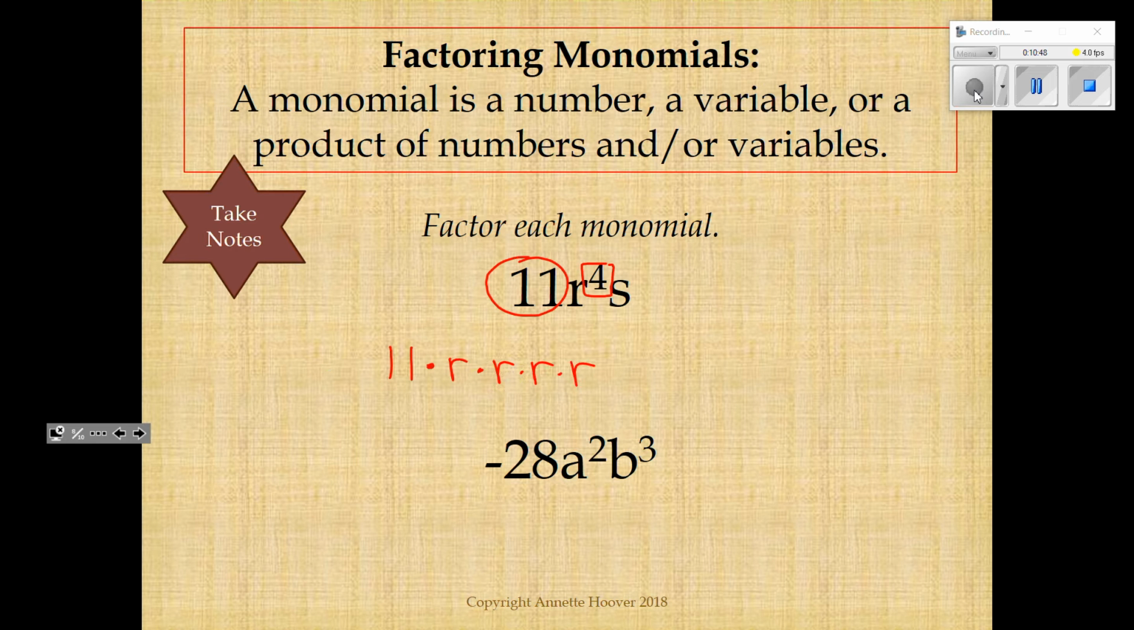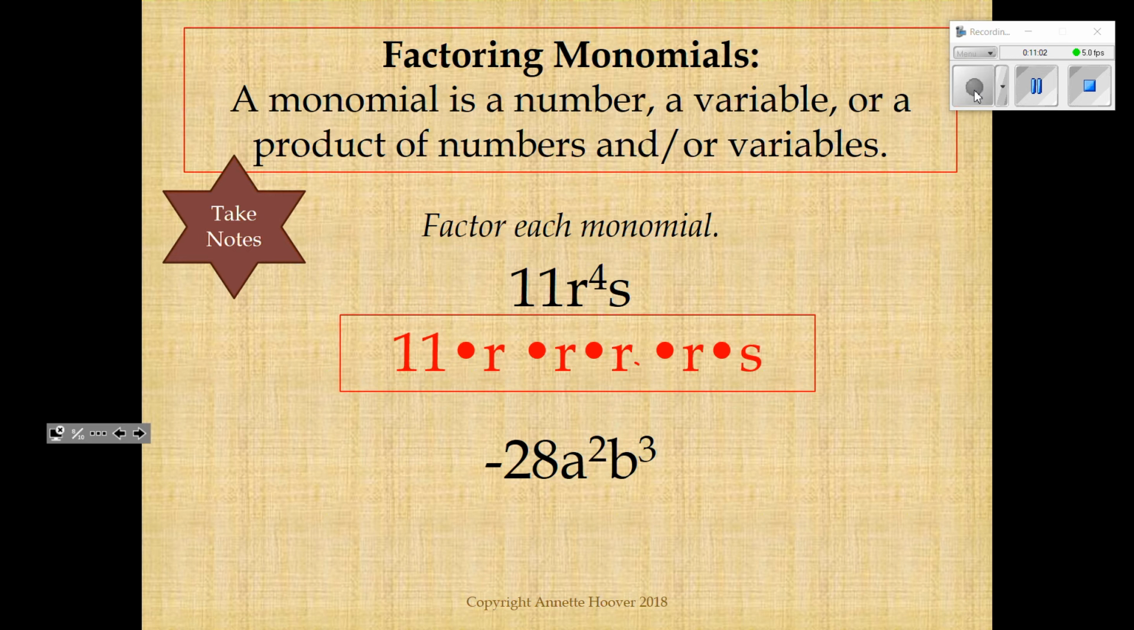We're breaking it down. Next, we go to the next variable. We have S. If there's no exponent on it, it's an invisible one, so we know there's one S. So we write times S. So 11 R to the fourth power times S would be 11 times R times R times R times R times S.